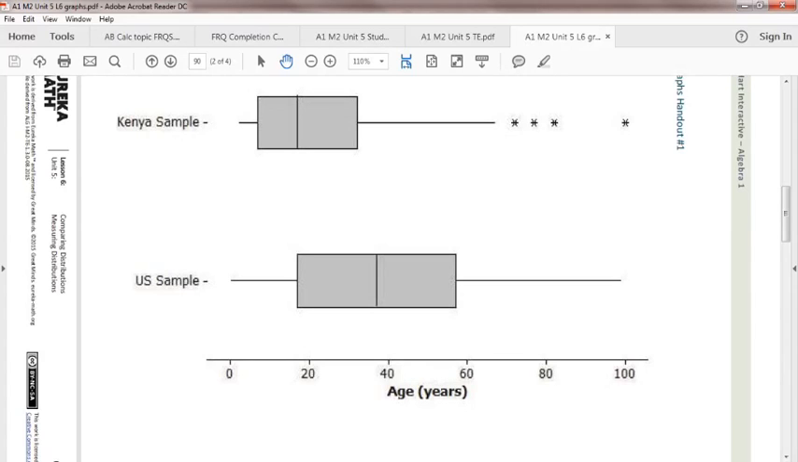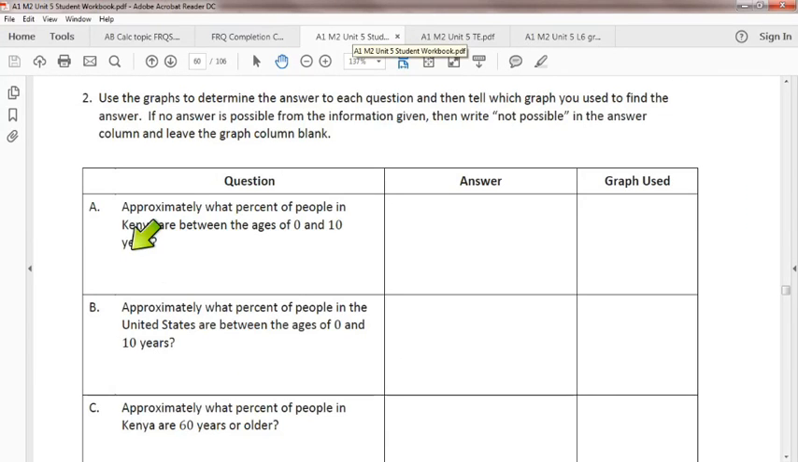All right, so let's answer this first question. Actually A and B are similar. Approximately what percent of people in Kenya are between the ages of 0 and 10? And this one's asking the same question, but for the United States. Okay, so Sammy got 32%. Let's see how Sammy got 32%.